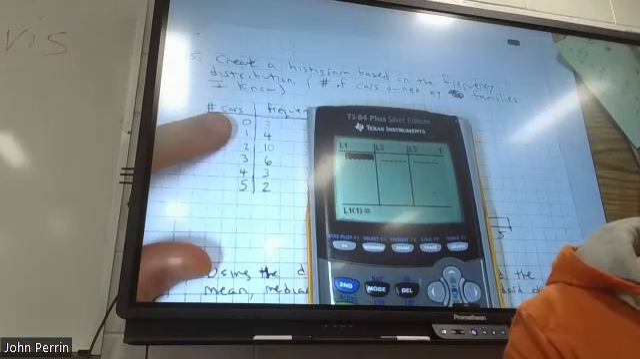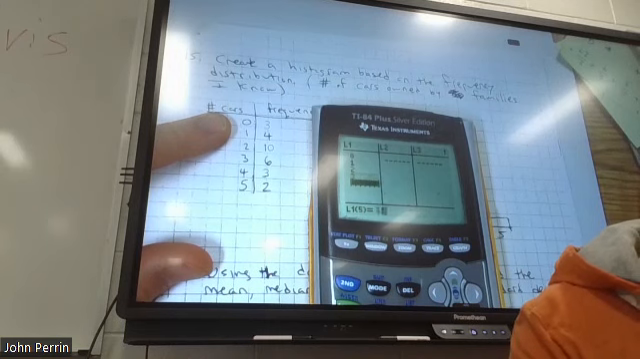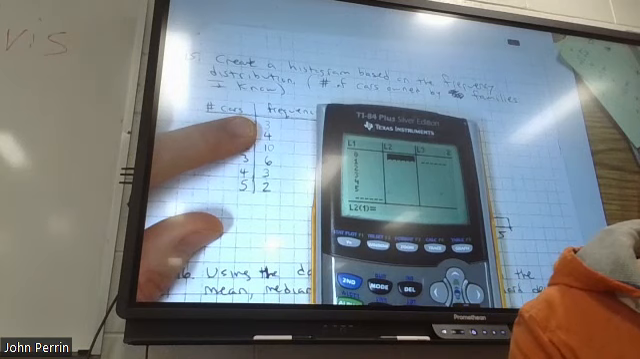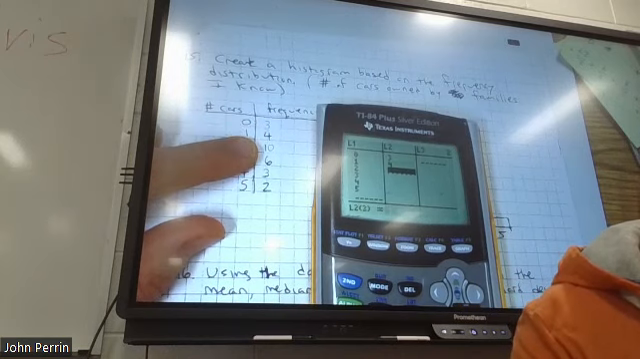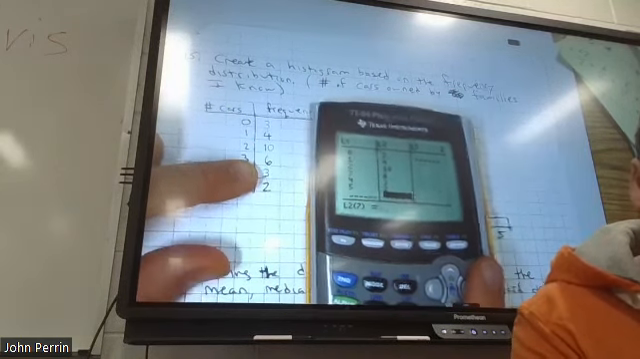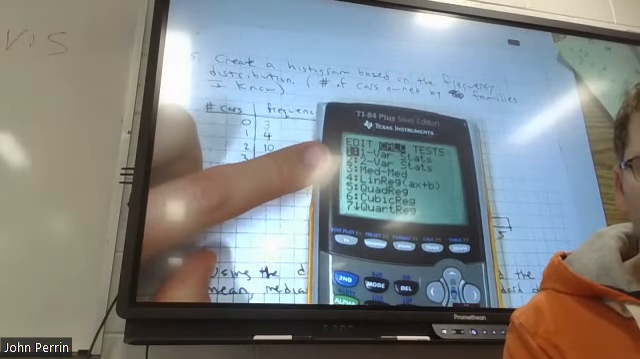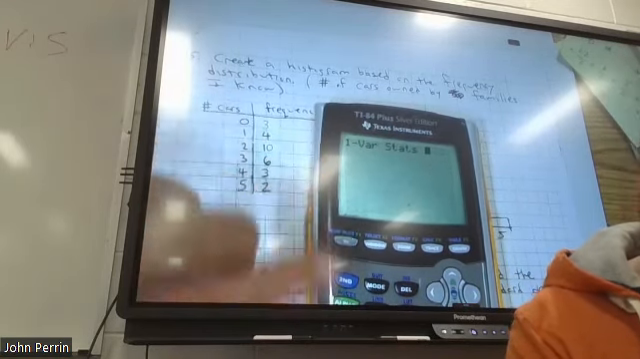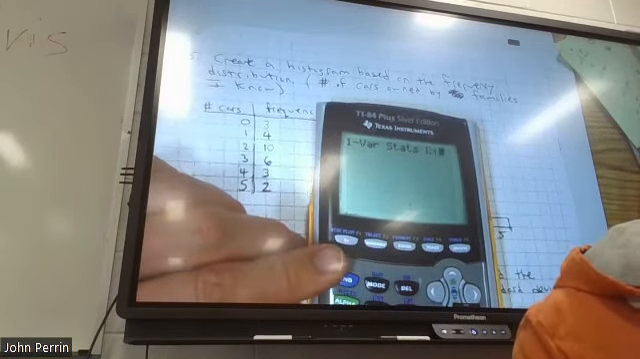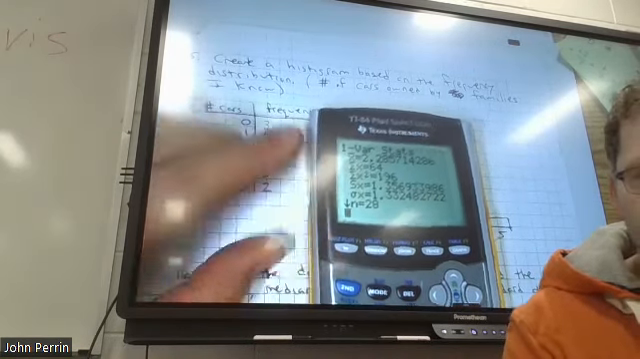So we have 0, 1, 2, 3, 4, 5. And then for list 2, I'm putting in my frequencies 3, 4, 10, 6, 3, 2. What we did next is we ran the numbers. We went to statistics, calculate, first option, 1 variable statistics. Depending on your calculator, you're going to need to tell list 1 and list 2. On this calculator, I'm going to have to manually type in list 1, comma, list 2. And it gives me a bunch of numbers.